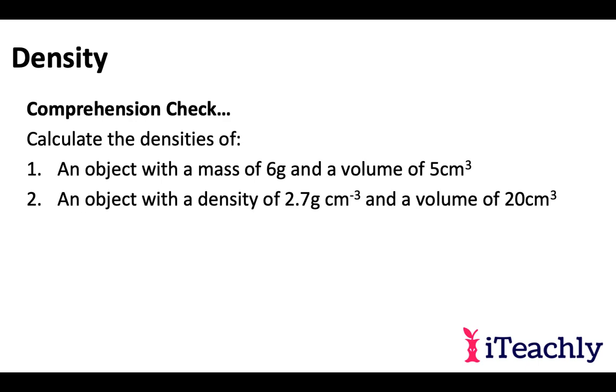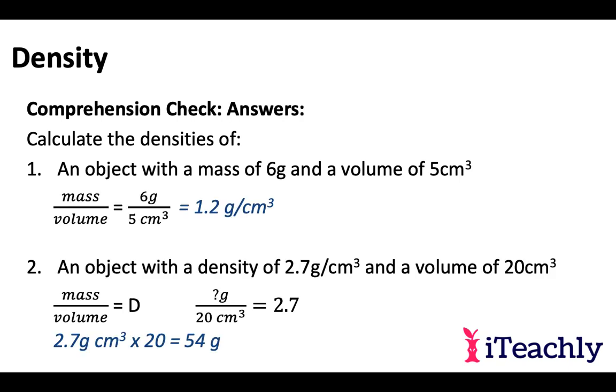Here are two problems that I would like you to try. The first one should be pretty straightforward, but on the second one, you're going to have to rearrange the equation to solve for the problem. Let's give you a second to see if you can solve these problems. So how did you do? First one, like I said before, is pretty straightforward. We have mass over volume, or 6 over 5. So we end up with a density of 1.2 grams per centimeter cubed.